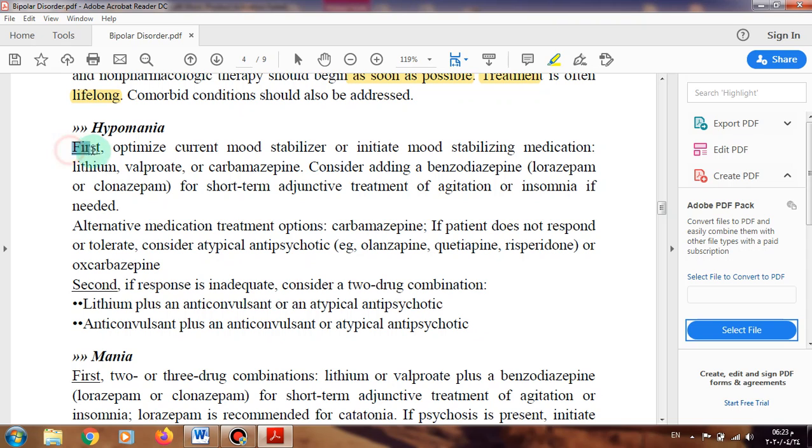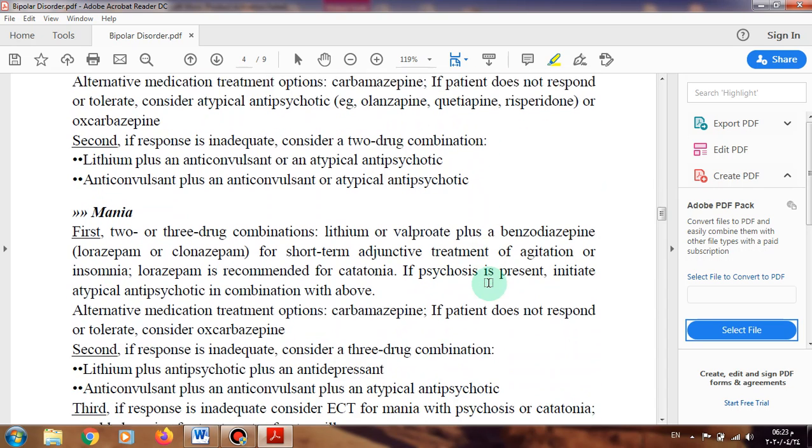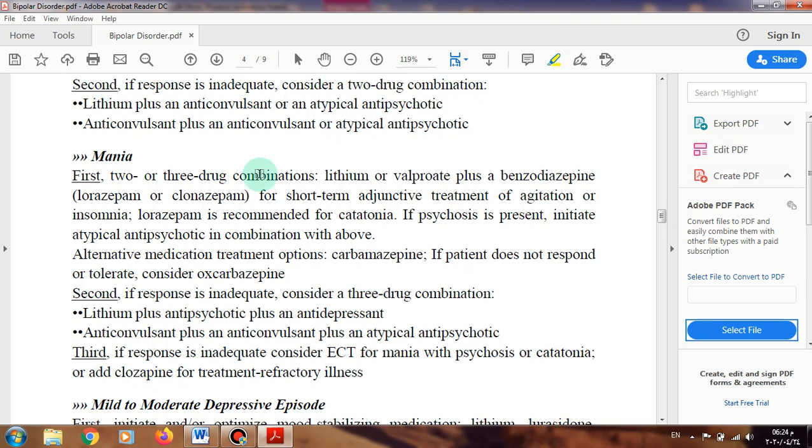Hypomania, the first line treatment for hypomania اللي هي احنا قلناها initiating mood stabilizing medication: lithium, valproate or carbamazepine, even in combination with the benzodiazepine, diazepam والclonazepam, for short-term adjunctive treatment for agitation or insomnia. ما جاب نتيجة الفيرست لاين، حول على السكند لاين اللي هو combination of two drugs. Mania can be treated with 2 or 3 drugs, lithium mood stabilizing agent with benzodiazepine for short-term adjunctive treatment in addition to antipsychotic agents اللي أنا راح أضيفها.